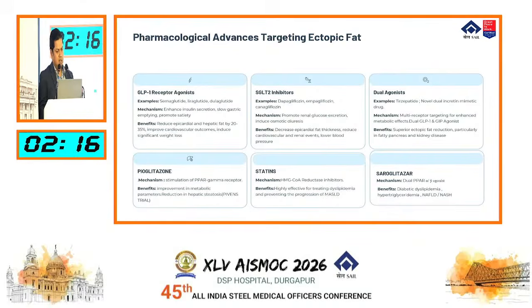Dual agonists: tirzepatide, a novel dual incretin mimetic drug, has benefits like superior ectopic fat reduction, particularly in fatty pancreas and kidney diseases. Pioglitazone stimulates PPAR gamma receptors, with benefits like improvement in metabolic parameters and reduction of hepatic steatosis. Statins, HMG-CoA reductase inhibitors, are highly effective for treating dyslipidemias and preventing the progression of MASLD. Saroglitazar is a dual PPAR alpha and gamma agonist indicated in diabetic dyslipidemia, hypertriglyceridemia and NAFLD.